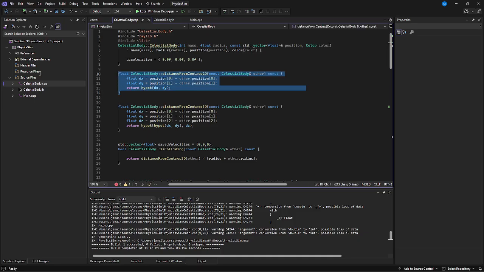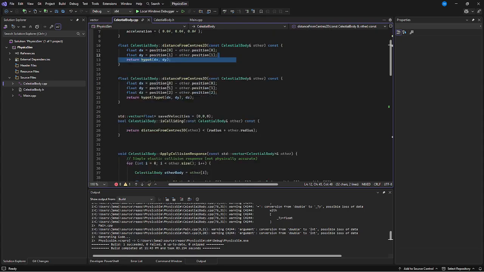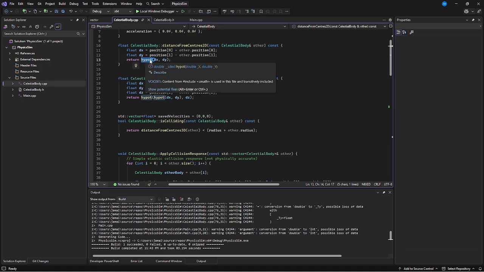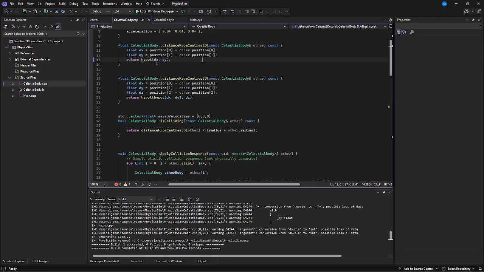So here I have my first function defined, which is the distance between centers 2D, right? It's just finding the distance between centers: the distance on the x-axis, the distance on the y-axis. Then you use the distance equation, or just the hypotenuse function in C++, and you go dx, distance x, comma, dy, distance y, and you get your distance. So yeah, it's pretty easy.